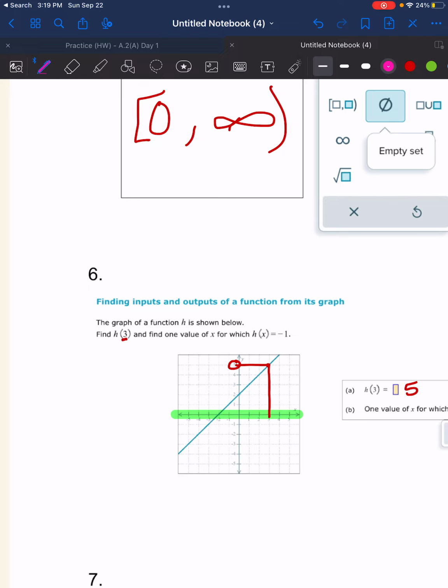But now I need to look at h of x, which is also the same as saying y. So let's look at that y-axis. That y-axis is right here. I'm looking at where y is -1. So let's look for -1. Oh, there's -1. And so I need to look for where my x is, where the outcome is -1.